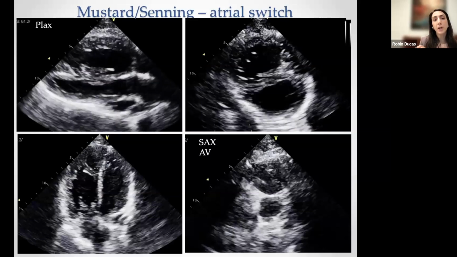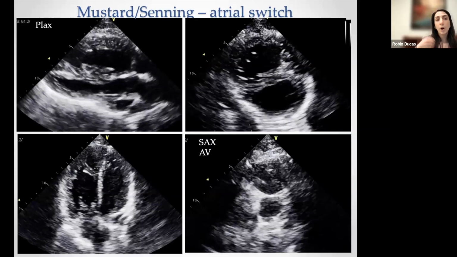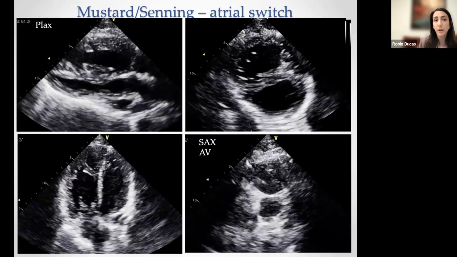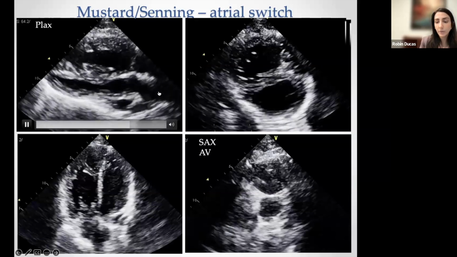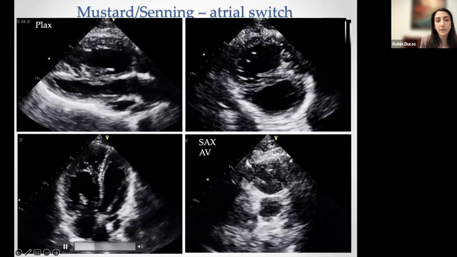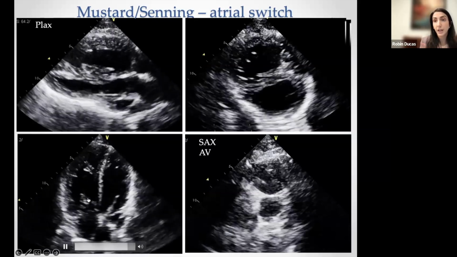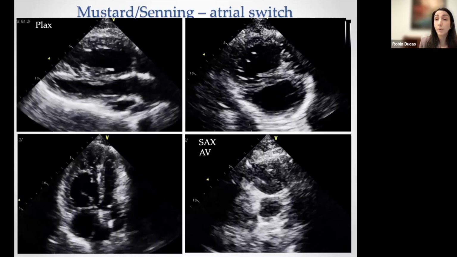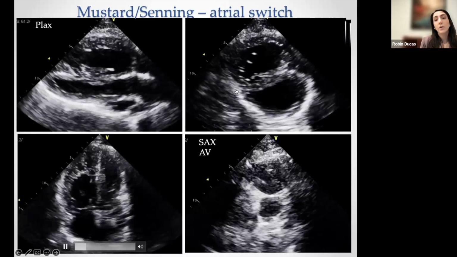When imaging a patient with a Mustard or a Senning procedure, so this is the atrial level switch, our parasternal long axis view will typically show us a dilated and hypertrophied right ventricle with a very small and squashed left ventricle, you can see here. We can see the great arteries in parallel. And then when we show a 4-chamber view, we'd be looking at the size and function of that systemic right ventricle, as well as valvular function, because AV valve regurgitation can be very problematic for these patients in the development of heart failure and arrhythmias.